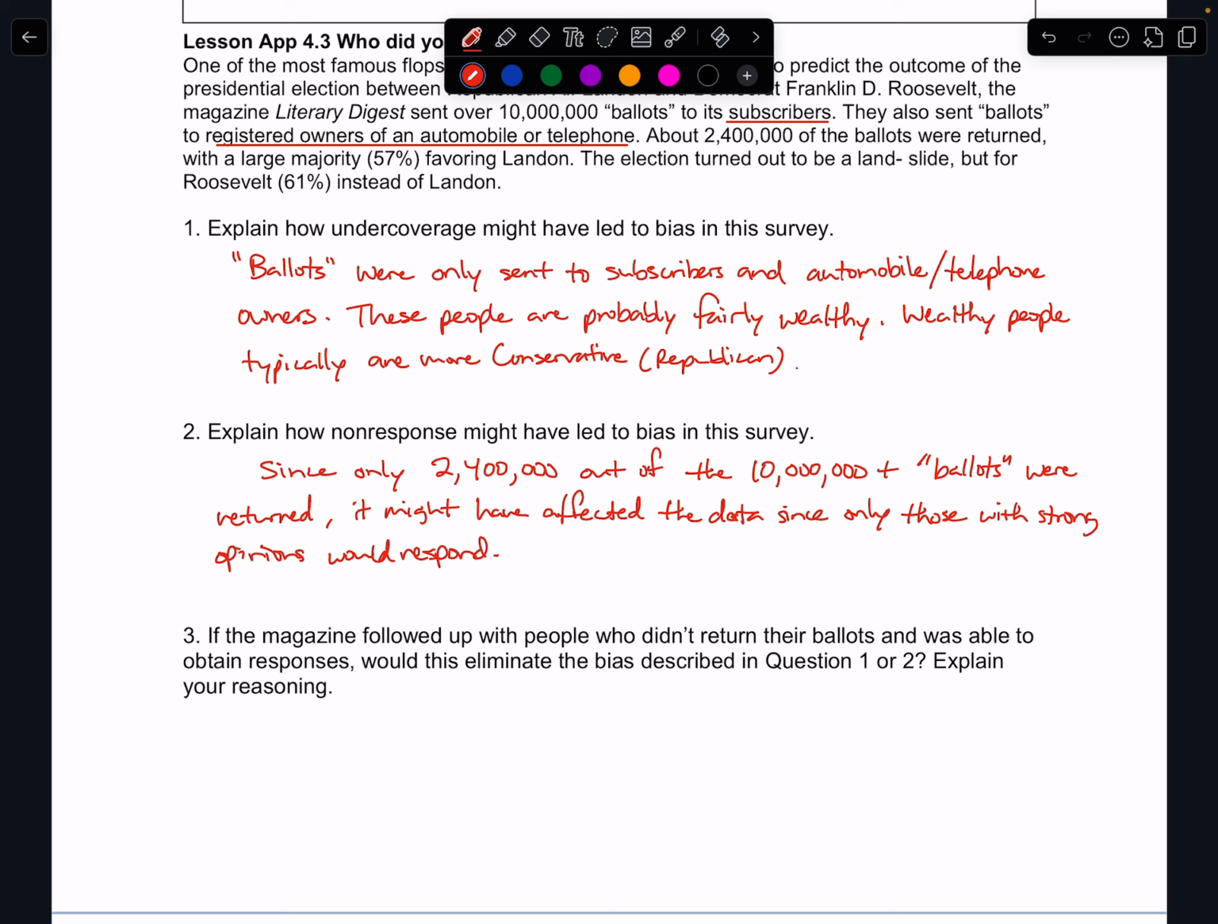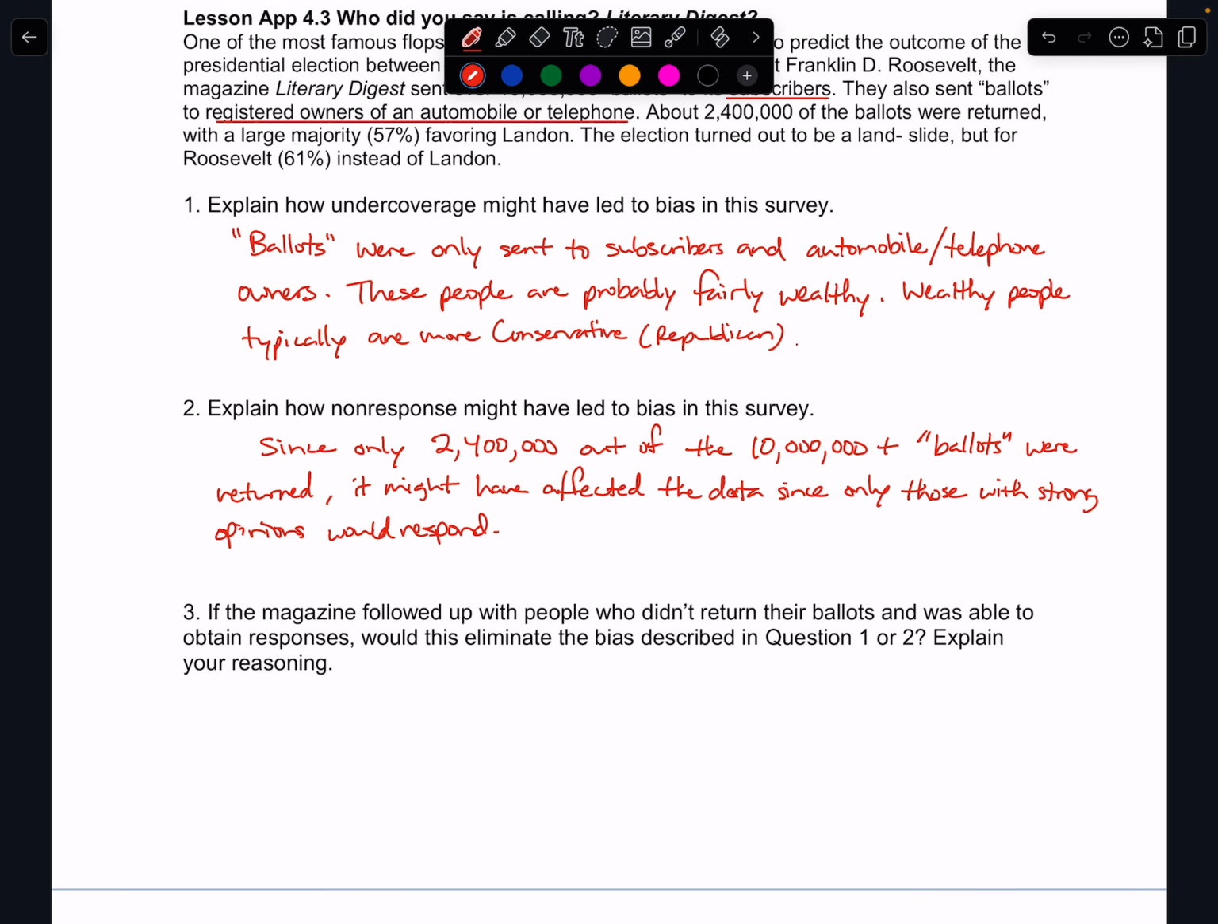One of the other things, again, kind of towards that wealthy line, the people who have these phones and cars and subscriptions to magazines probably have the means to return the ballots versus people who don't. Or don't have the time in their day to take some time off of work or to have stamps to fill them out, turn them in, drop them off at the mailbox, all that kind of stuff. But really, it's just this idea that we didn't collect all of the data we were looking for. And that's kind of a big issue.